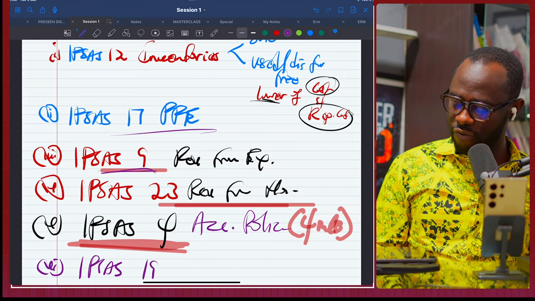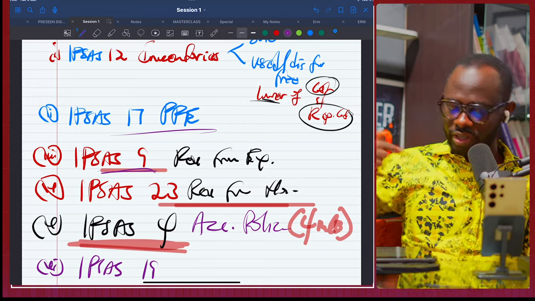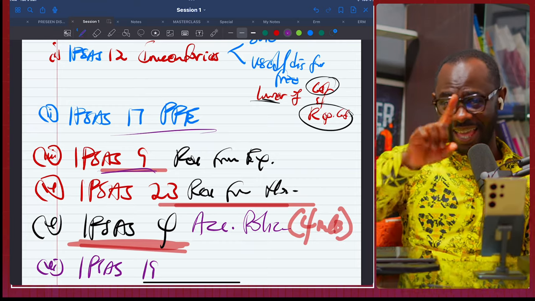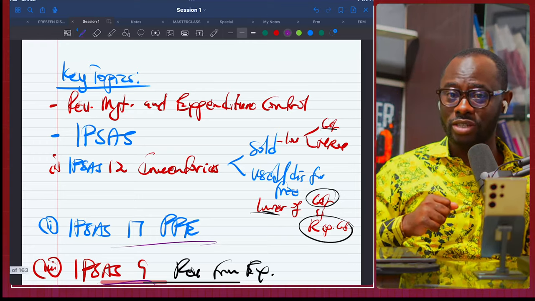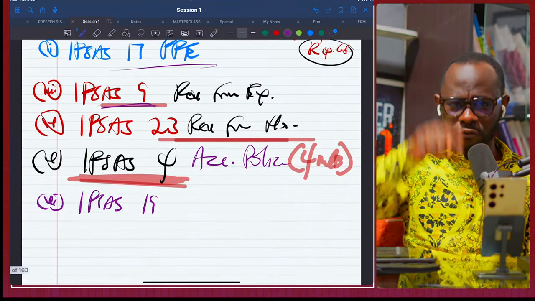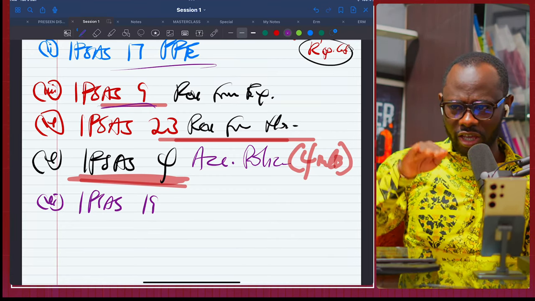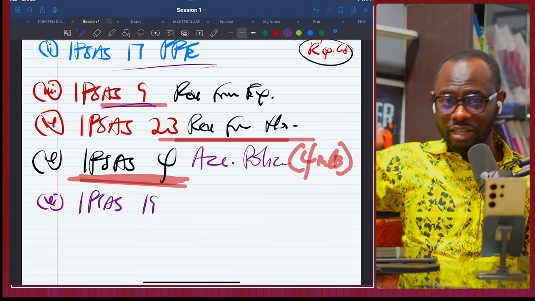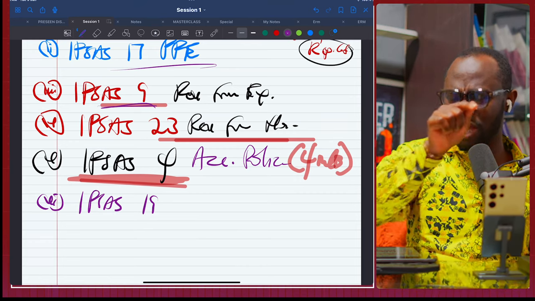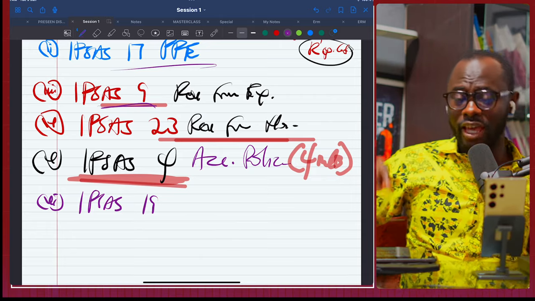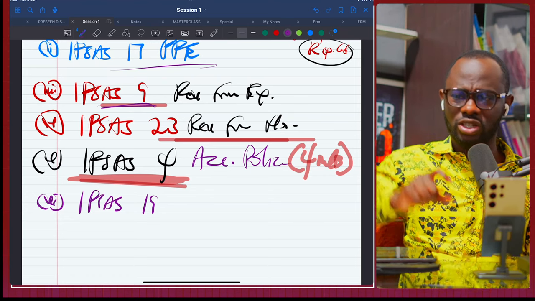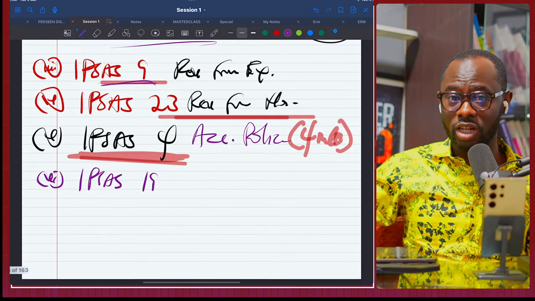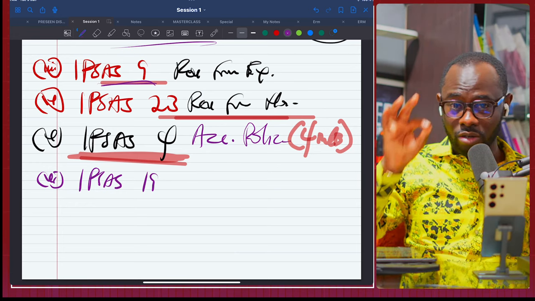IPSAS 9, which is revenue from exchange transactions, and its associate IPSAS 23, revenue from non-exchange transactions. Again, if you watch the video on revenue management and expenditure control, I explained these, because this is where your footnotes treatment will come in. All of the issues that the examiner is going to bring in the footnotes, any revenue outstanding, any donations, grants, their treatment will be dependent on the guidelines in IPSAS 9 and IPSAS 23, whether they are revenue from exchange transactions or revenue from non-exchange transactions. Like I said, if you had watched that video, I hope you now know how the various adjustments will be made.